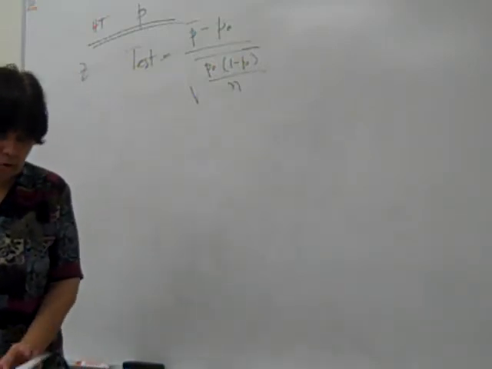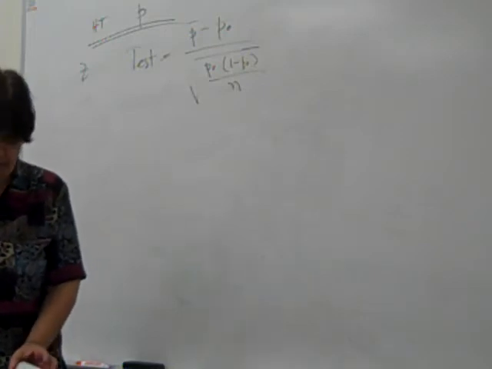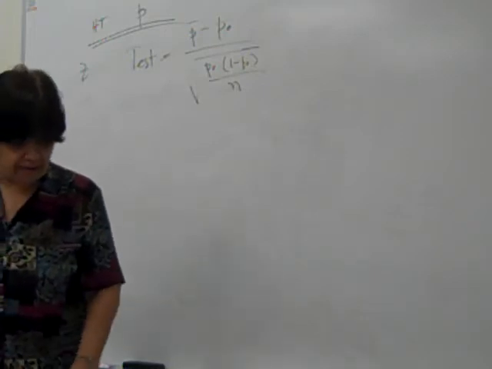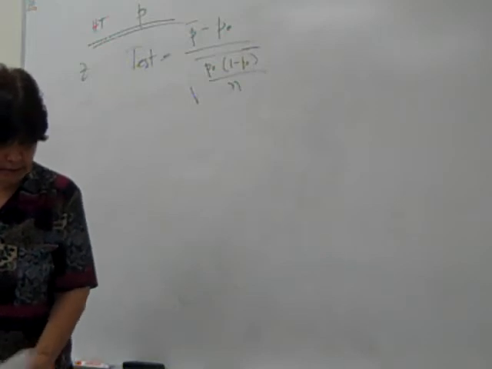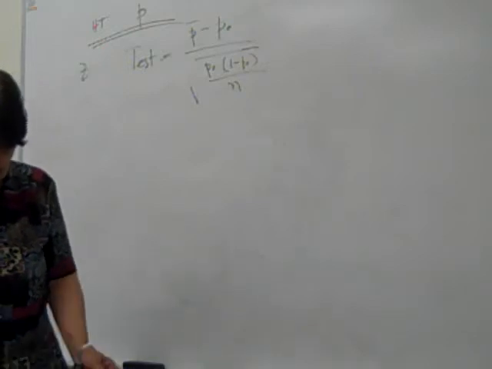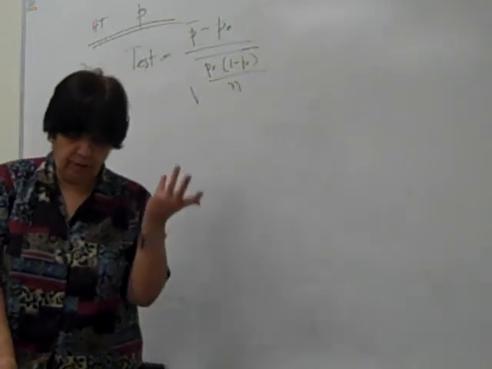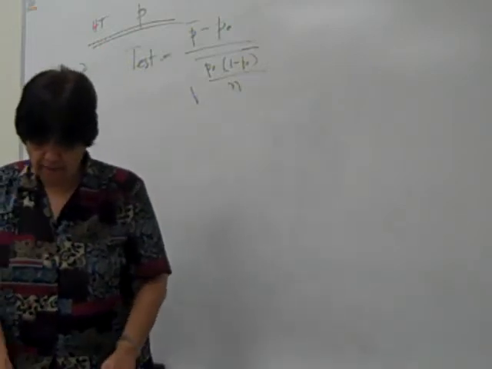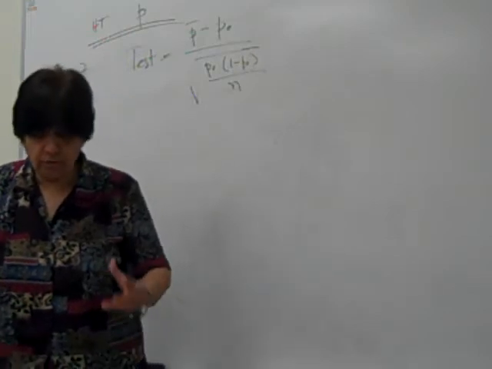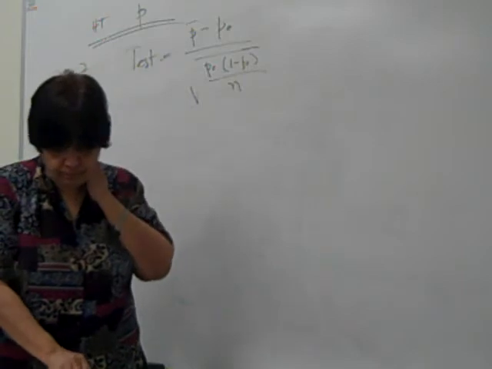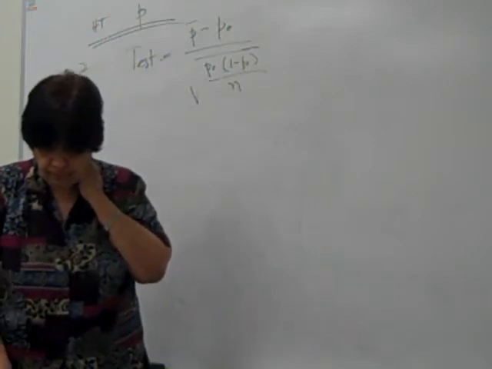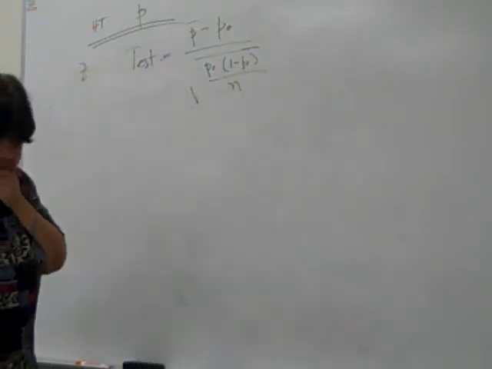Now, let's do an example. It's exactly the same thing. Okay, chapter 9. And this population proportion is exactly the same thing. We either may have a two-tailed test or one-tailed test. Let's do problem 35.